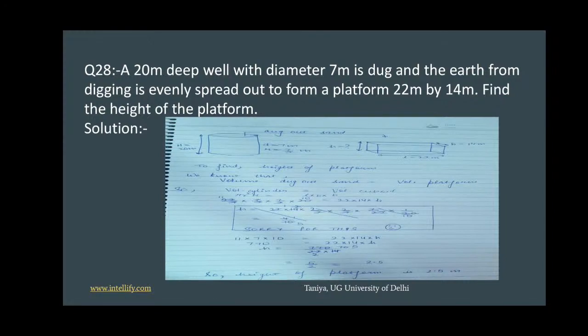So the volume of the cylinder of sand will be equal to the volume of the platform formed from that sand. Here it is given that the height of the cylinder is 20 meter and diameter is 7 meter, and dimensions of the platform are 22 meter and 14 meter. Volume of cylinder is πr²h. We put the values of r and h, which equals the volume of the cuboid, that is the platform, which is L × B × H.